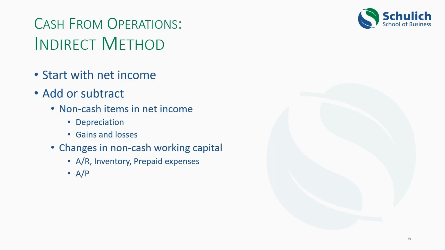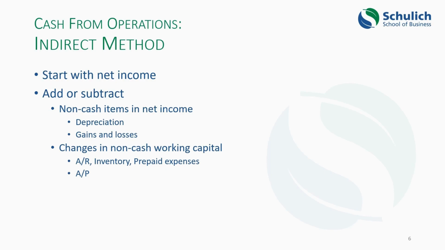Same with prepaid expenses. If they've gone up, the company has used money. If they've gone down, it means the company has actually taken advantage of the fact that it prepaid those expenses. And it means that the expense that's shown on the income statement for that wasn't actually a cash expense. So we need to take that into account.